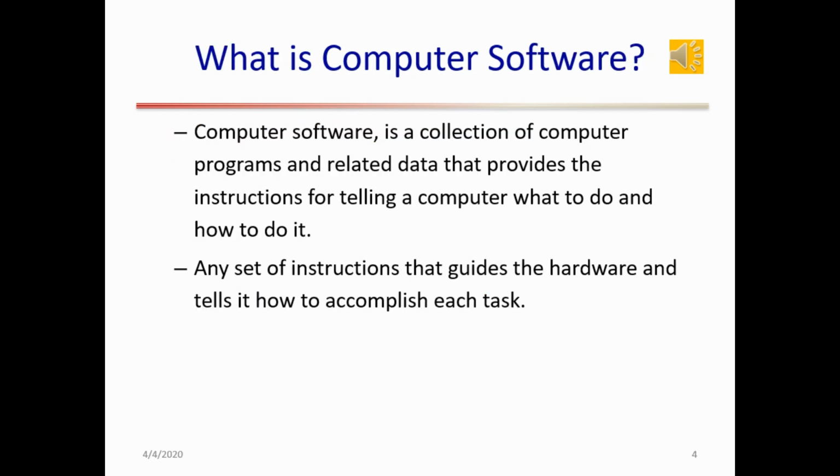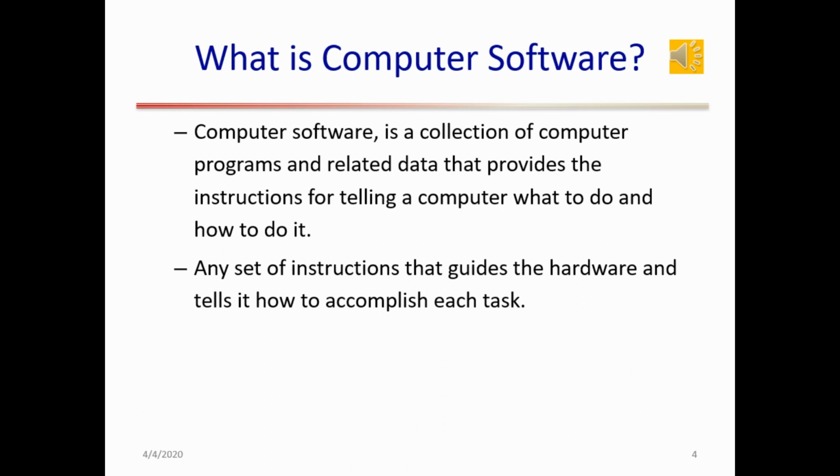Definition: computer software is defined as a collection of programs and related data, which means the program and the data it will work with. By programs, we mean the set of instructions that will tell the computer what to do and how to do it. So, for example, assume that we want to calculate your semester marks and to have your transcript.